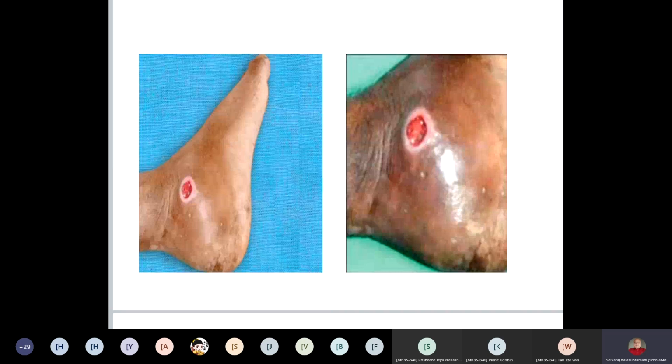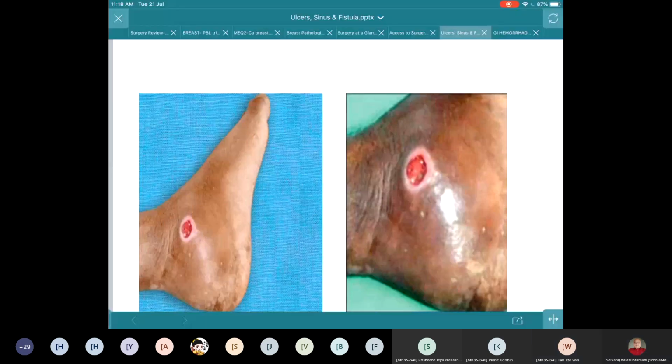Suppose your patient has a tuberculous sinus, a non-healing ulcer. How will you treat? Will you do only dressing? How will you treat a case of tuberculous ulcer? If you are giving just antibiotic and dressing, it will never heal. So what is the proper treatment for tuberculous ulcer?